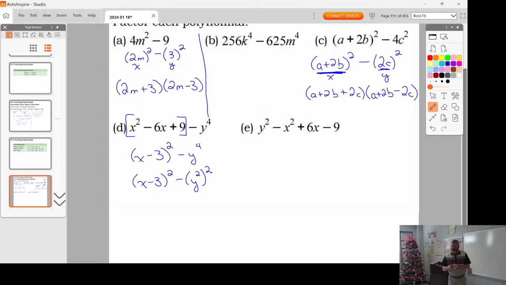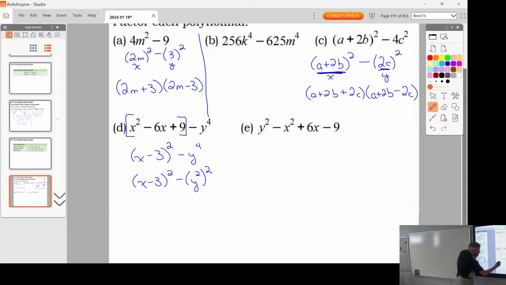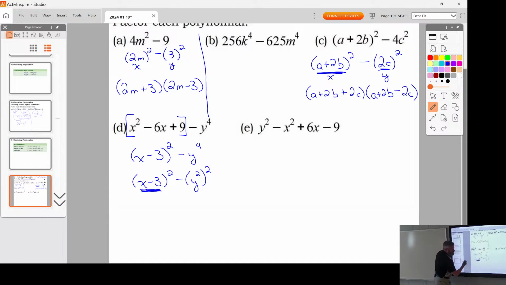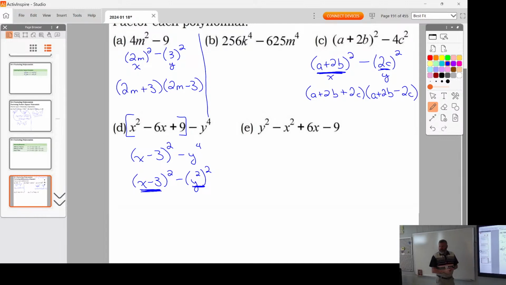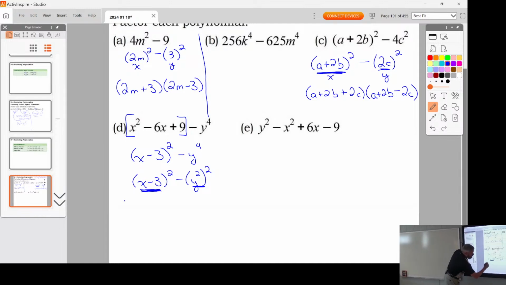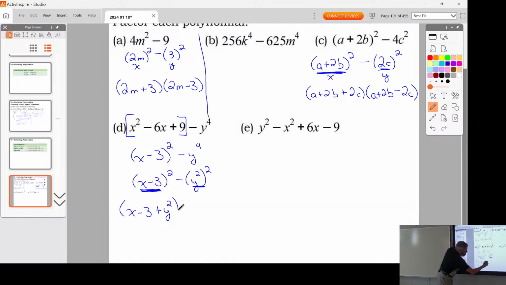Let's write our answer. This is a difference of squares. And again, all I care about is what's being squared minus what's being squared. Okay, so my answer is going to be x minus 3 plus y squared, times x minus 3 minus y squared.